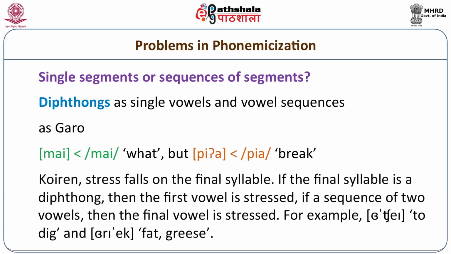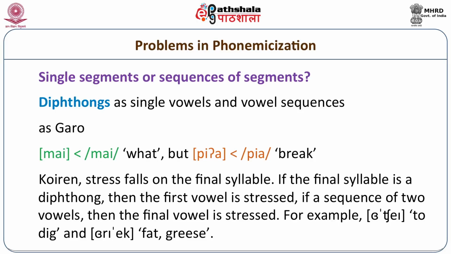In Koiren, we have another kind of evidence to decide on the issue. For example, in Koiren, stress falls on the final syllable. In Koiren, we find another kind of example which helps us to decide whether it is a sequence of two vowels or a diphthong. In Koiren, a syllable which occurs in the final position is stressed.